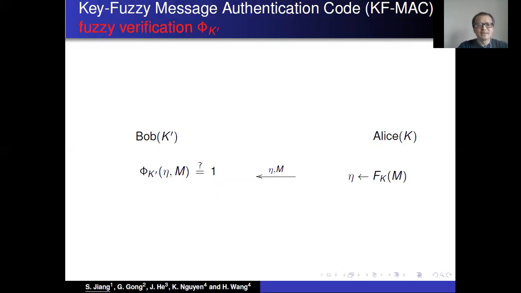So the key fuzzy is we require that this authentication code have a fuzzy verification function, phi. In this case, Bob has a secret that's not exactly the key, but it's close to the key. When Bob receives the authentication code eta and M, he can use phi K prime to verify the authentication code and the message. It should accept the authentication code as long as K and K prime are close.